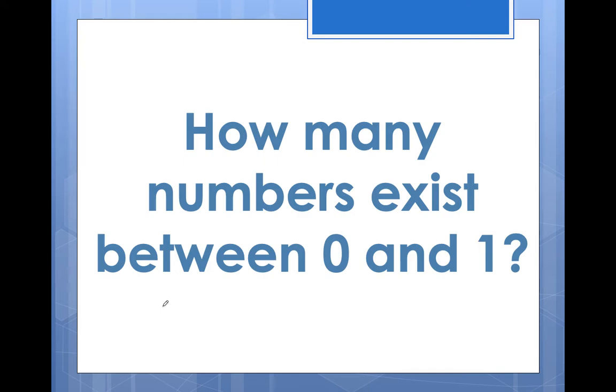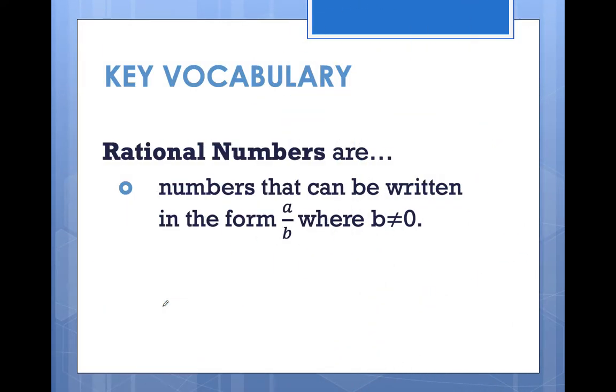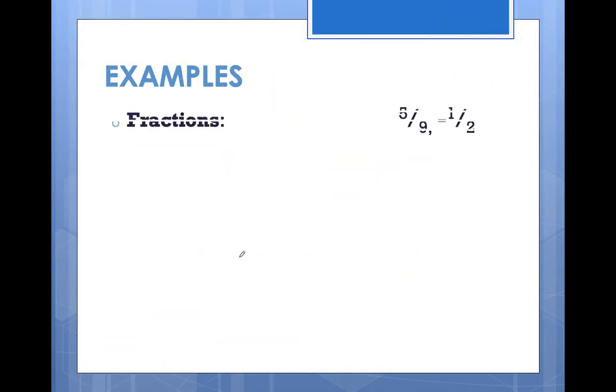Some of these numbers are called rational numbers. Rational numbers are numbers that can be written in the form a over b, where b cannot equal 0. There are several different types of numbers that can be written in the form a over b. Let's take a look at what numbers those are. First, obviously fractions, as they already are in the form a over b, such as 5/9 or -1/2.